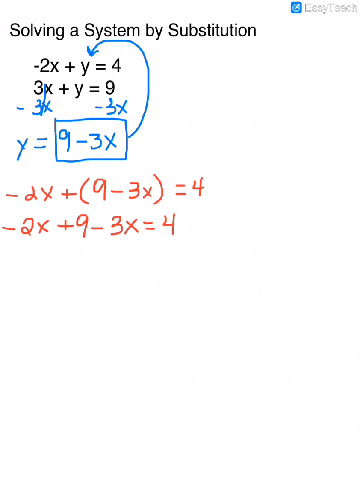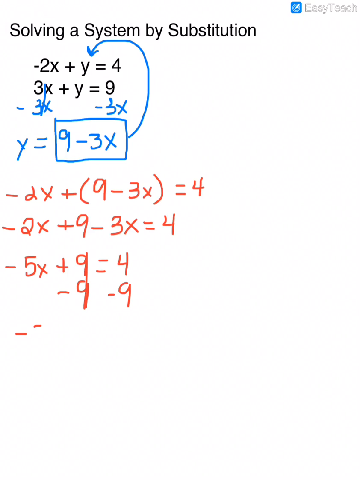If the sign in front of what I plugged in had been a negative, we would need to distribute that negative sign. Since it's a positive, it doesn't matter. Okay, so now I want to combine like terms. If I combine my negative 2x and my negative 3x, that gives me a negative 5x plus 9 equals 4. All right, I'm going to subtract 9 from both sides.